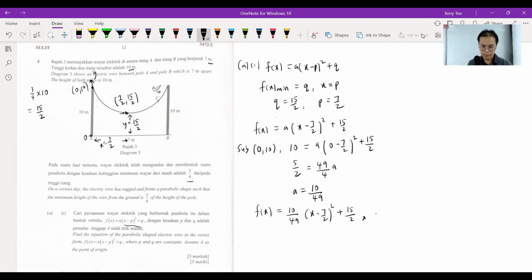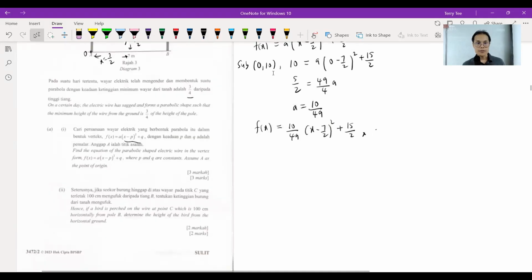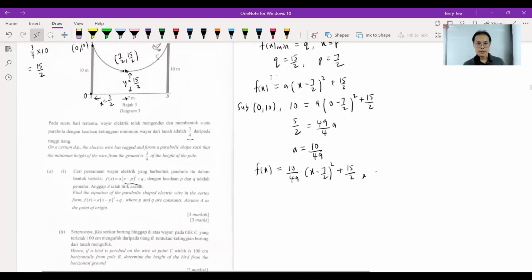First part, a bit interesting. Second part. Now, seterusnya, jika seekor burung hinggap di atas wire pada titik C, terletak 100 cm mengufuk dari tiang B, tentukan ketinggian burung dari tanah mengufuk. So this is your ketinggian burung dari mengufuk. This is your jarak mengufuk dari tiang B.